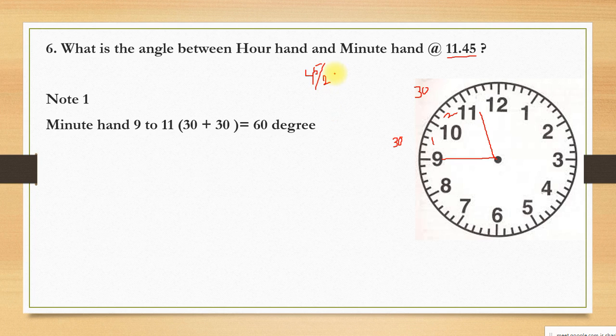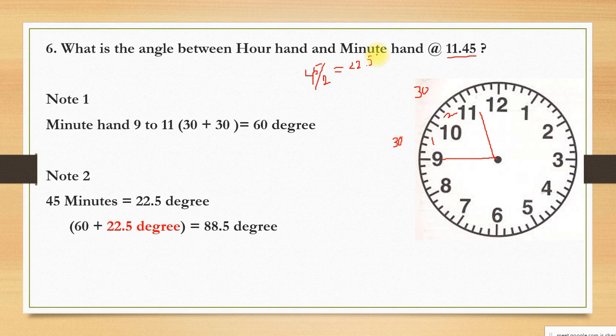If I divide 45, the value would be 22.5. So as per note 2, you can see here 45 minutes is equal to 22.5. So if I add this 60 to 22.5, the value would be 80. I'm sorry, here again it is 82.5 degree. Am I right, sir? The answer is 82.5 degree.